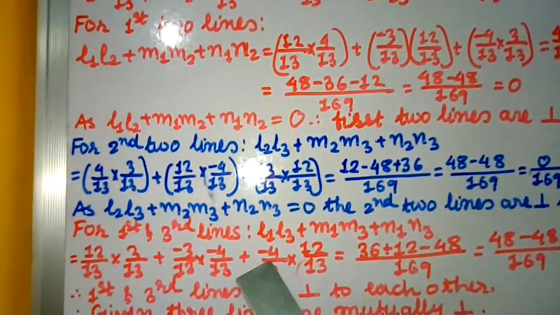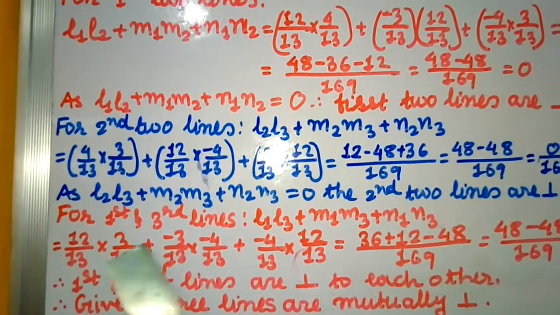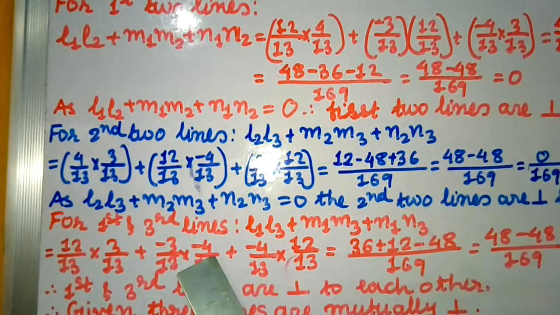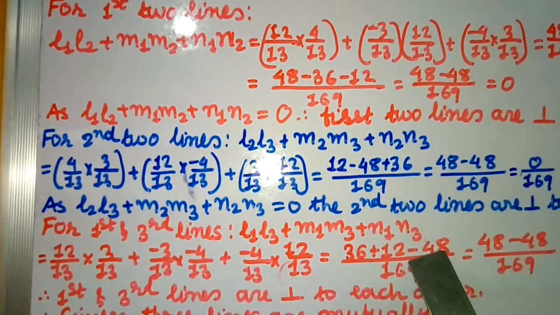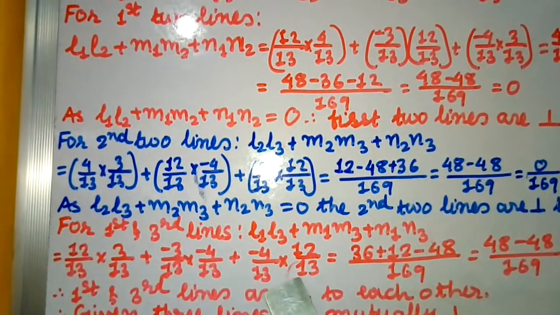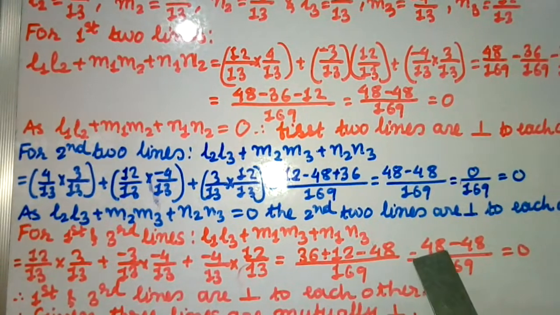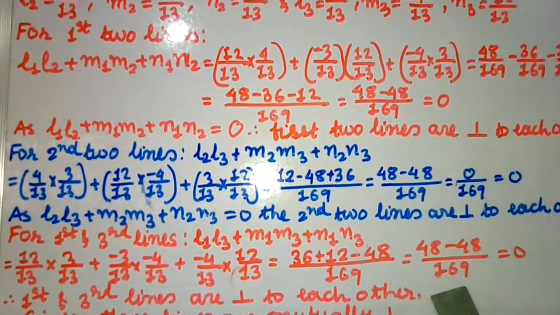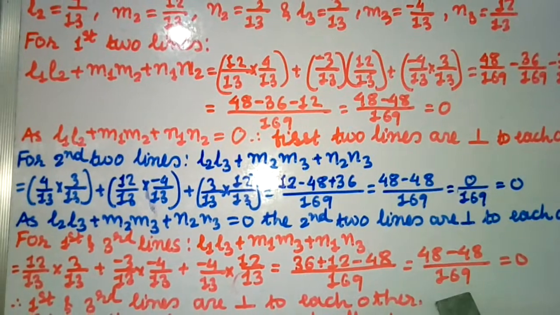So place the values: -4/13 times 12/13, which equals 12 into 3 is 36, minus 3 into -4 is plus 12, minus 4 into 12 is -48, and again the denominator will be the same, 169. Now 36 plus 12 is 48, minus 48 divided by 169. 48 minus 48 is 0, and 0 by anything is 0.